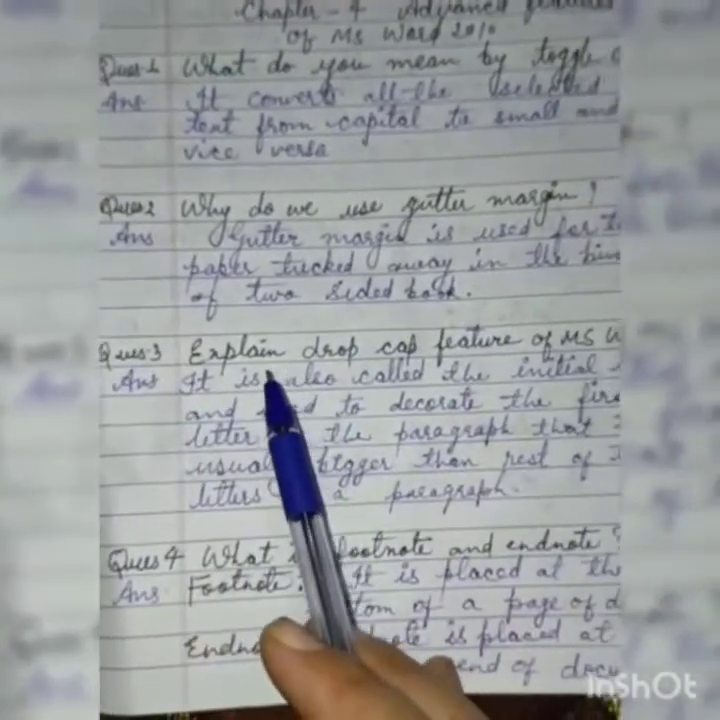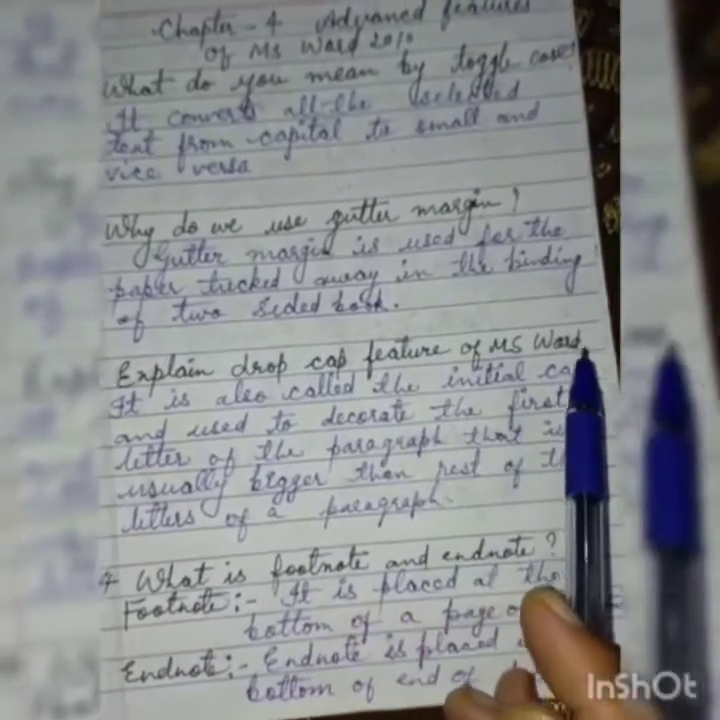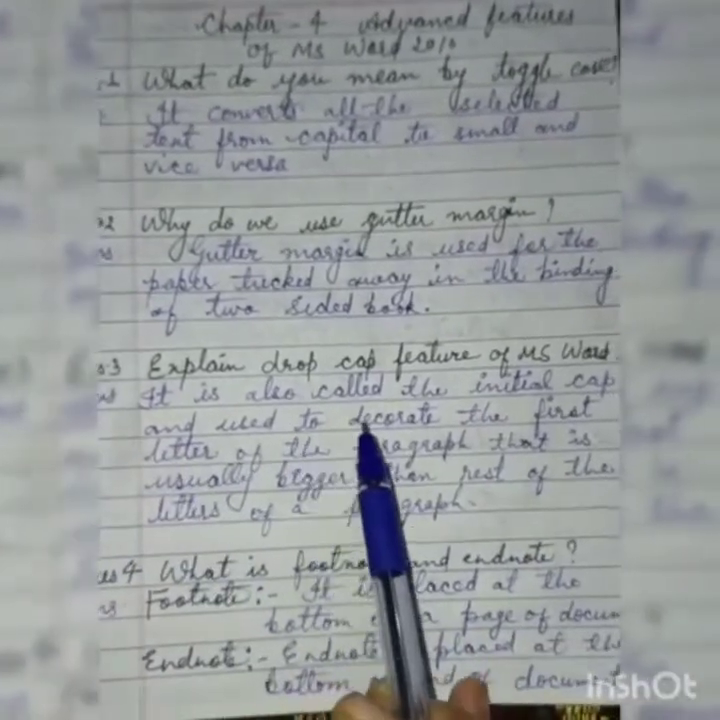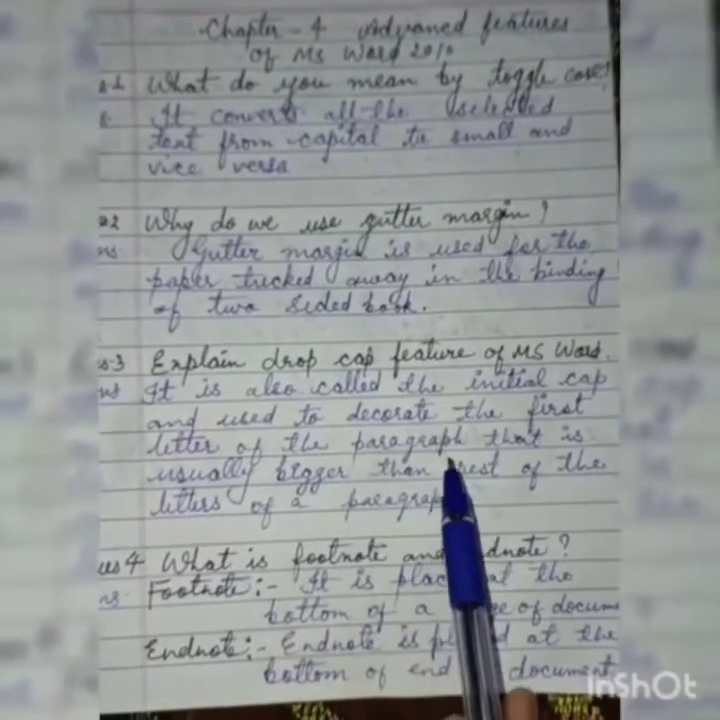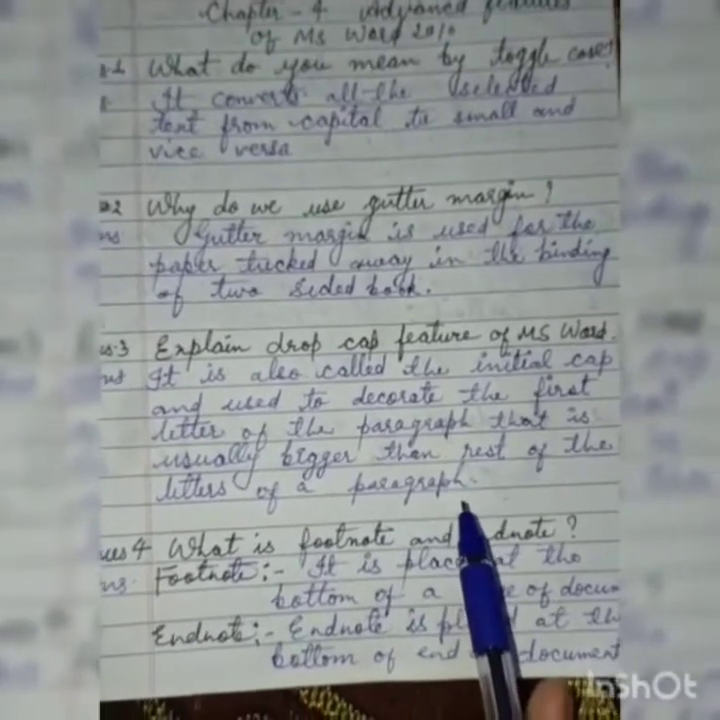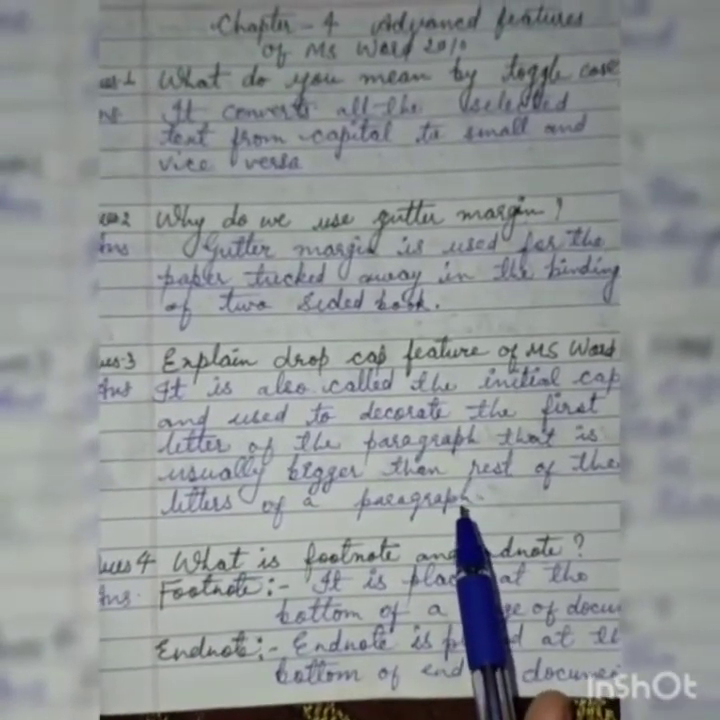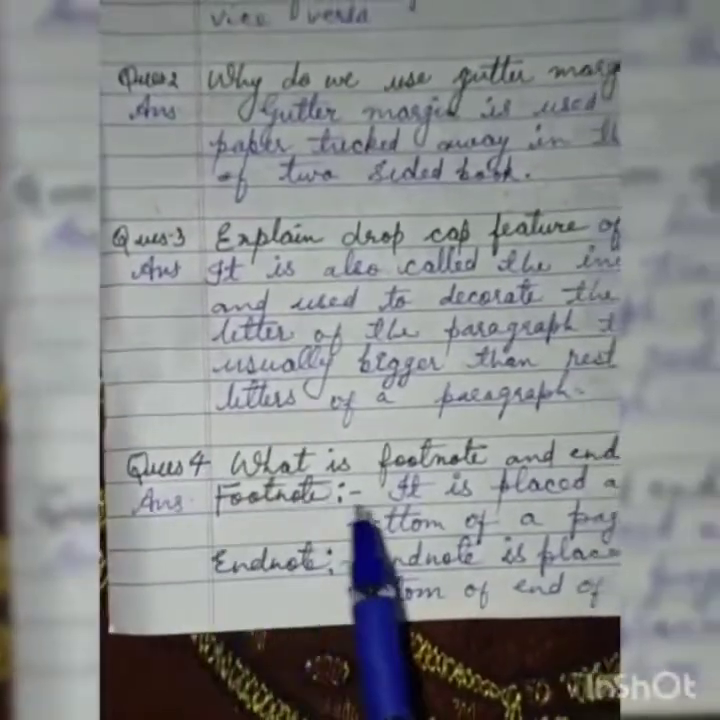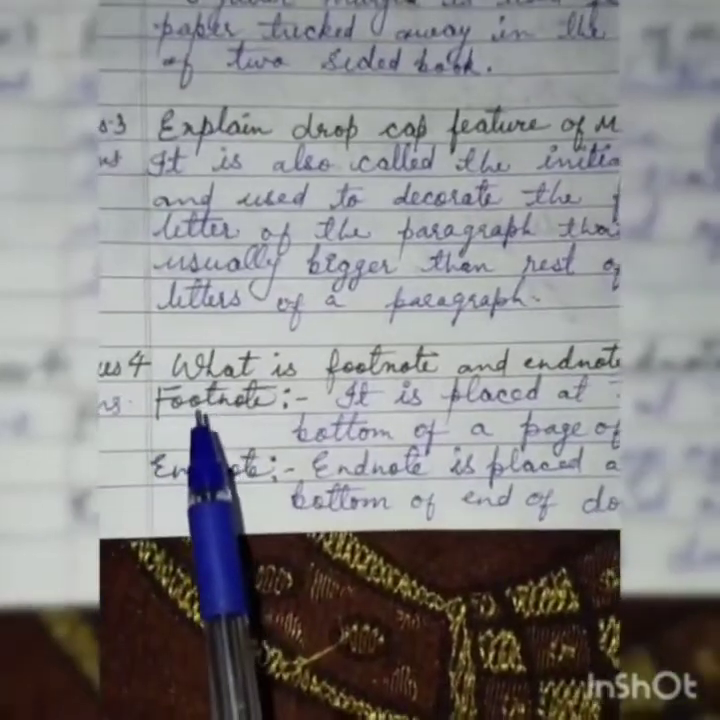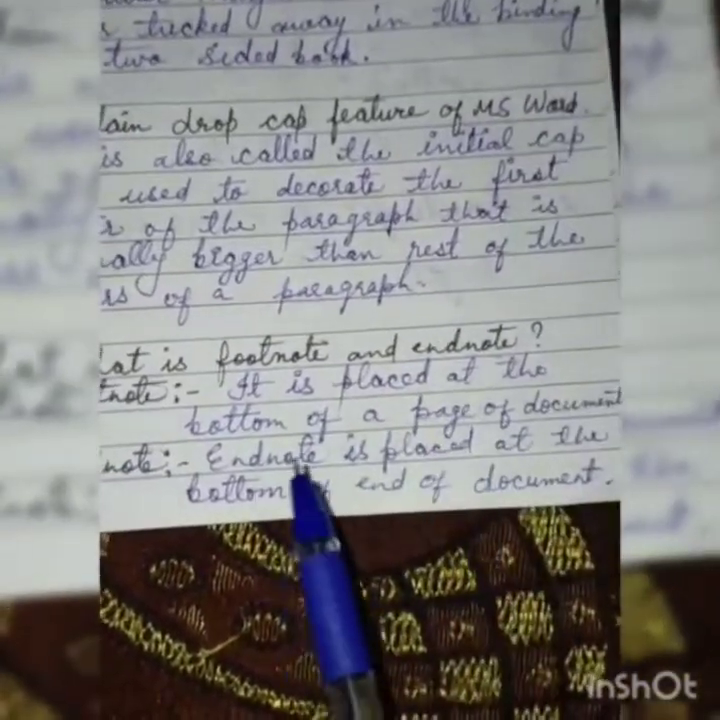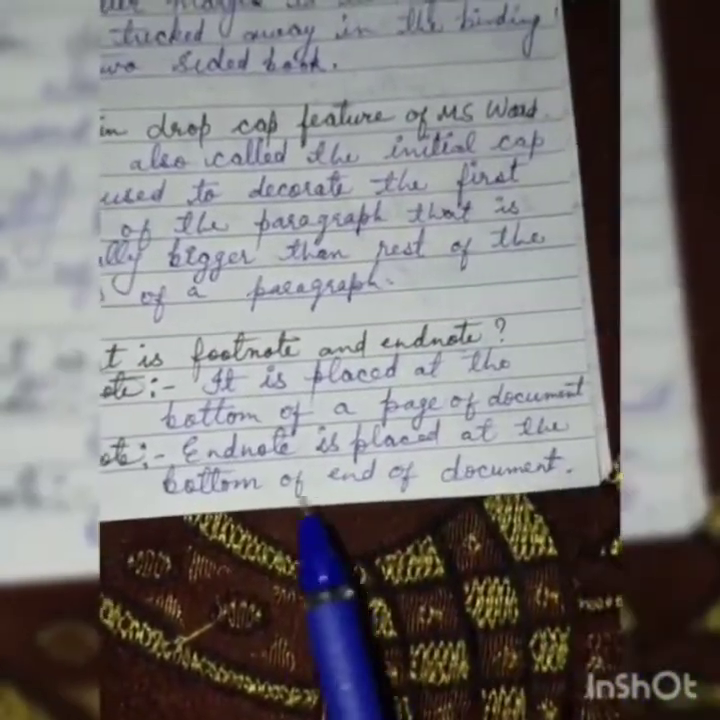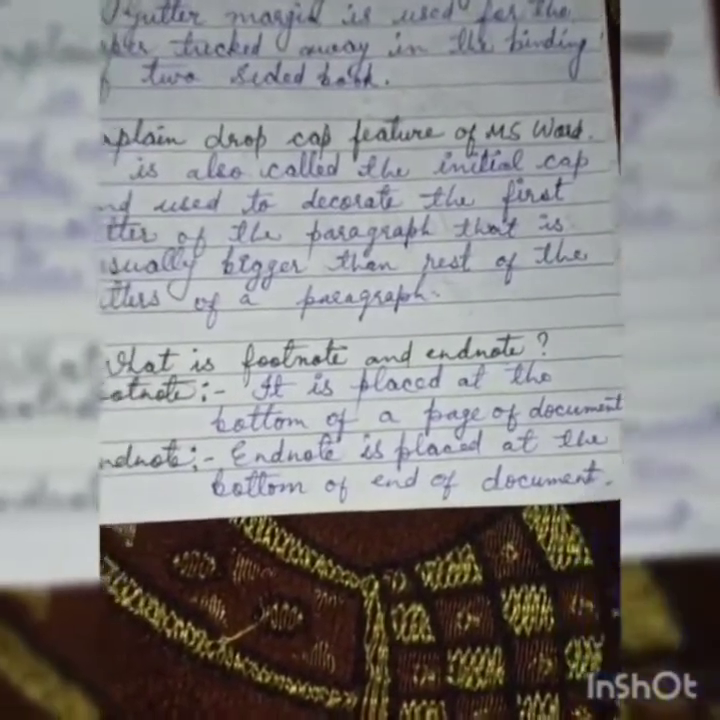Question 3 is, explain the drop cap feature of MS Word. The answer is, it is also called the initial cap and is used to decorate the first letter of the paragraph, which is usually bigger than the rest of the letters of a paragraph. You have seen its example in the newspaper. Question 4 is, what is footnote and endnote? Footnote is placed at the bottom of a page of a document. Endnote is placed at the end of the document.